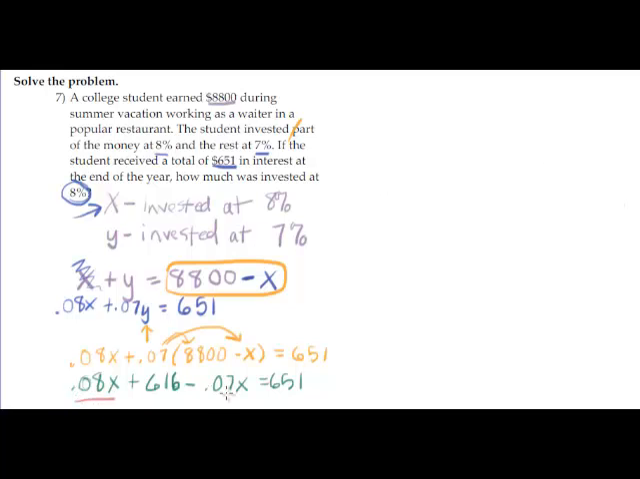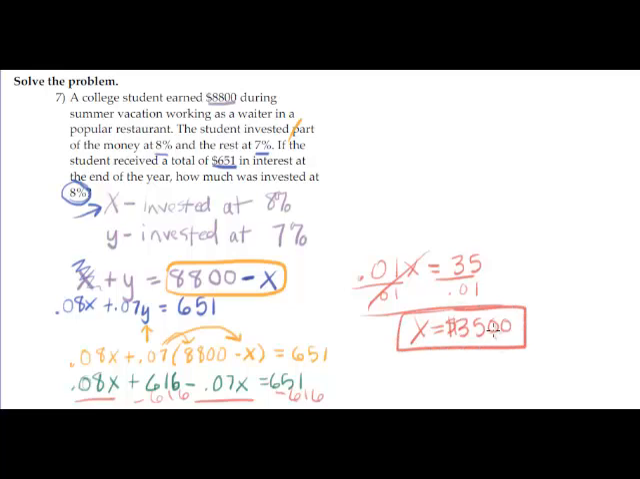We've got like terms for our x's, and see how now we have x's that we're solving for, so it's all going to work out to give us x first. 0.08x minus 0.07x is 0.01x. We can subtract the 616 over to the right side. So that's going to be 35. Divide both sides by 0.01. And x equals 3,500. That's dollars because it's the amount we invested, which was dollars.